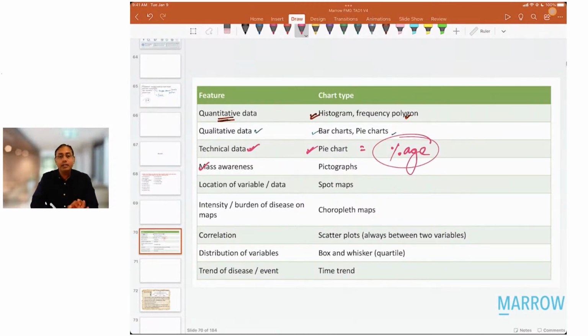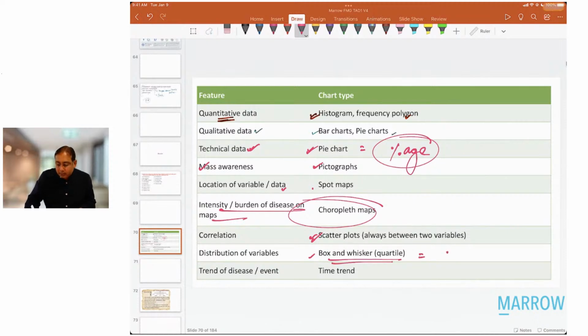For mass awareness, what is the graphical presentation we use? We always use pictographs. For location of variable, there are spot maps. For intensity of disease, we have choropleth maps. Correlation can be drawn by scatter plots. Distribution of variable is by box and whisker.